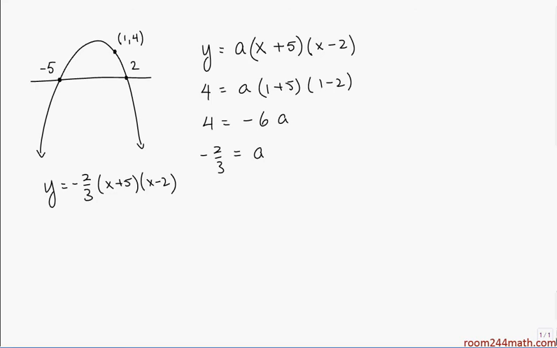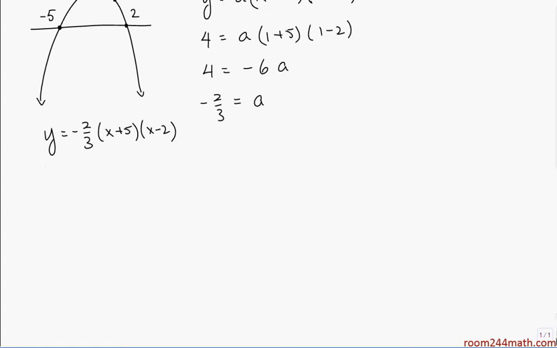And once again, if we wanted to find the vertex here and we know the zeros, it's very easy. It's just halfway in between negative 5 and 2. To find halfway, add the two numbers. Negative 5 plus 2 is negative 3. Divide that by 2, you get negative 1.5, or negative 3 over 2. And then if you wanted to find the y-coordinate, now you've got the full equation of the quadratic. Just plug it into that equation.